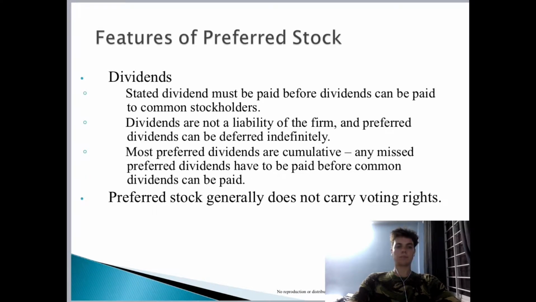So now, let's talk about the features of preferred stock. Preferred stock pays a cash dividend expressed in terms of dollars per share. The features of this are, first, the stated dividend must be paid before dividends can be paid to common stockholders. Second, dividends are not a liability of the firm, and preferred dividends can be deferred indefinitely. And third, most preferred dividends are cumulative. Any missed preferred dividends have to be paid before common dividends can be paid.